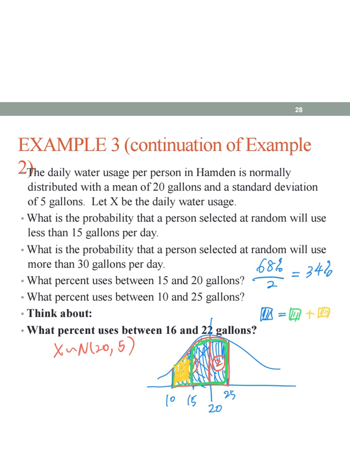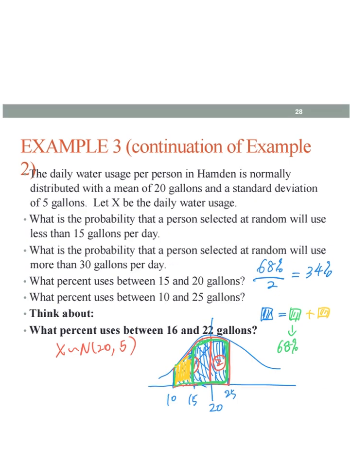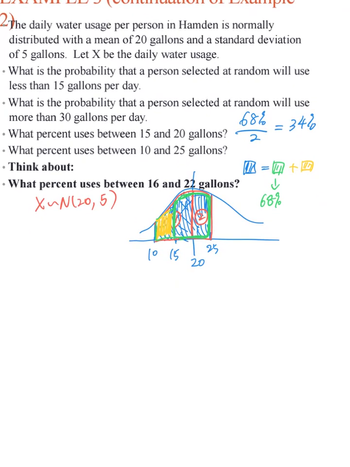The green color part is equal to 68%. That is one standard deviation, so that is not hard to find out. Right? So now the challenging part of this question is how to find the yellow color part. How to find this? We know from here to 30, within two standard deviations, we have 95%. Do you agree with me?